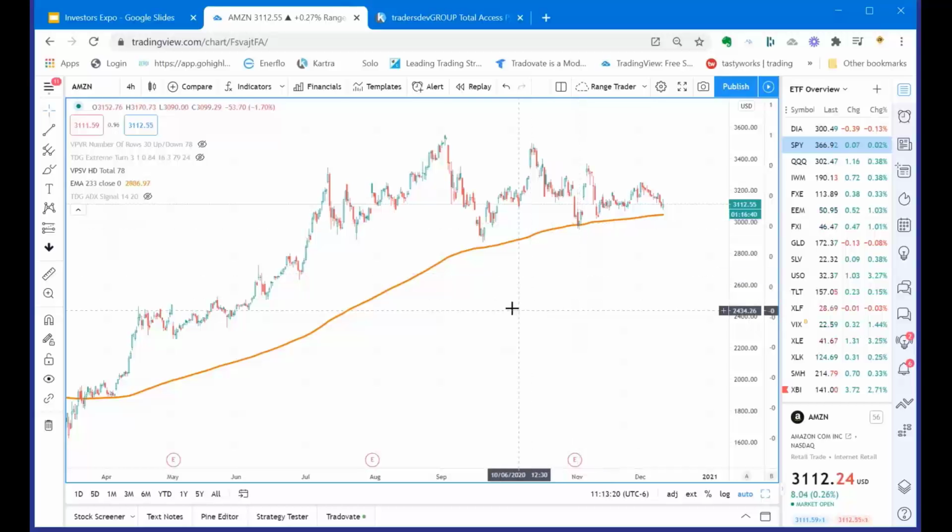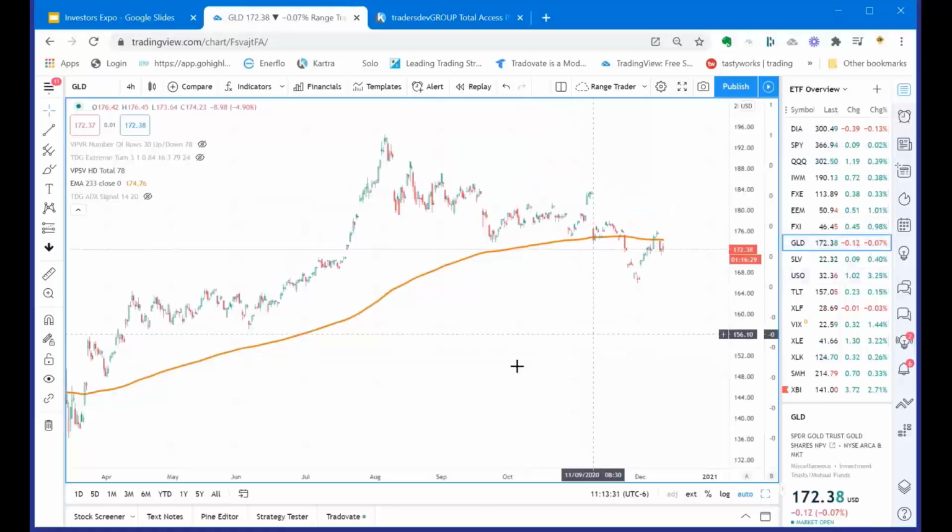Okay, so this is a 233 EMA. You can apply it on any chart. So that's the first piece. Let's go to gold, and then we'll just be done with this. I think you'll get the example.